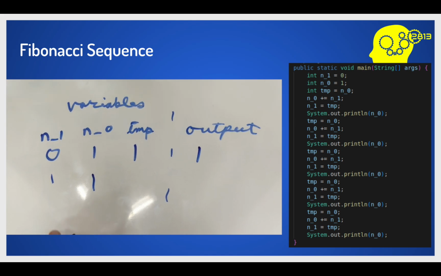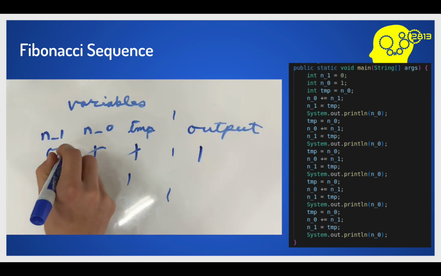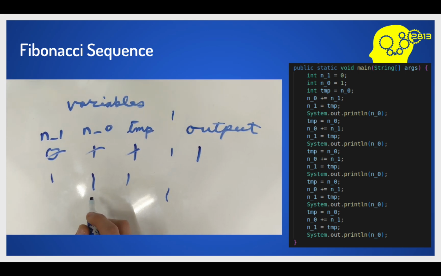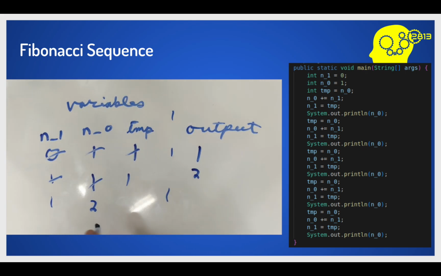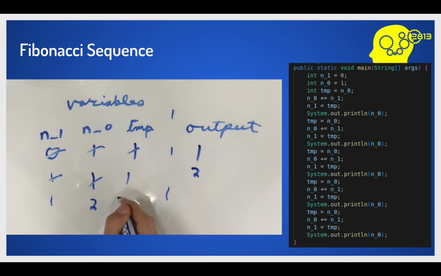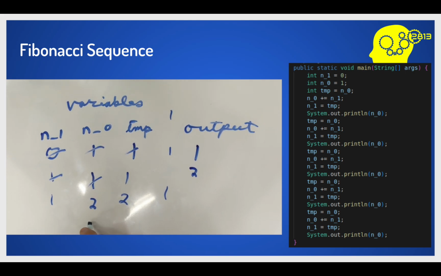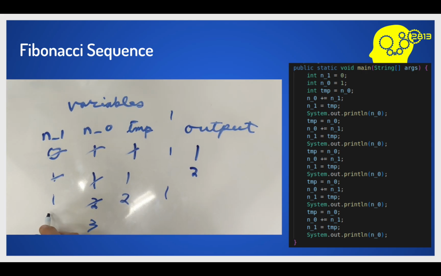The next thing we do, we set the temporary value equal to n0, which is 1. Then we take n1 and add that to n0, which becomes 2, and set that to n0. Then we set n1 equal to tmp, so this becomes 1. And then we output n0, which is now 2. Then we take the temporary value and set it equal to n0, so this becomes 2. Add n0 and n1, which becomes 3, and we store it into n0. Then we set n1 equal to the temporary value. Then we print out n0, which becomes 3.